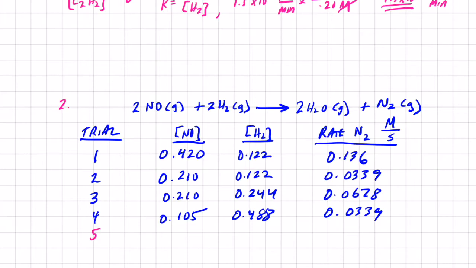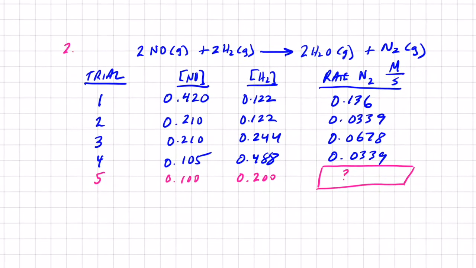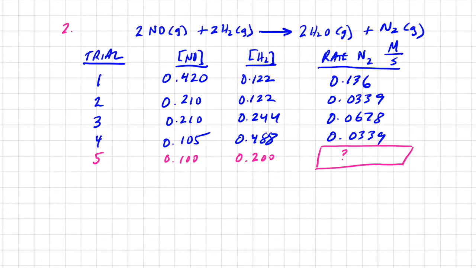Let's say the concentration of NO is 0.100 and the concentration of H2 is 0.200. Let's solve for the rate at the end, okay? And that would be the rate of N2 gas forming, molarity units per second. So what you're going to have to do is find the order with respect to each reactant, find the rate law, solve for K, and then we can find this rate during experiment number 5. Okay? So pause the video, try it yourselves, then come back and see how you did. We'll see you in just a second.